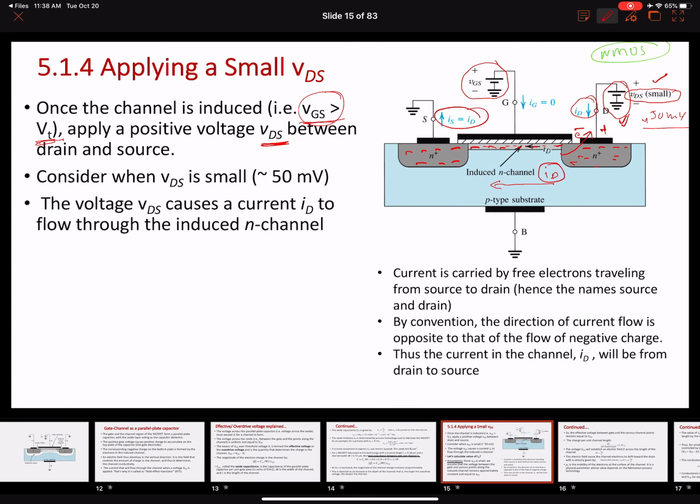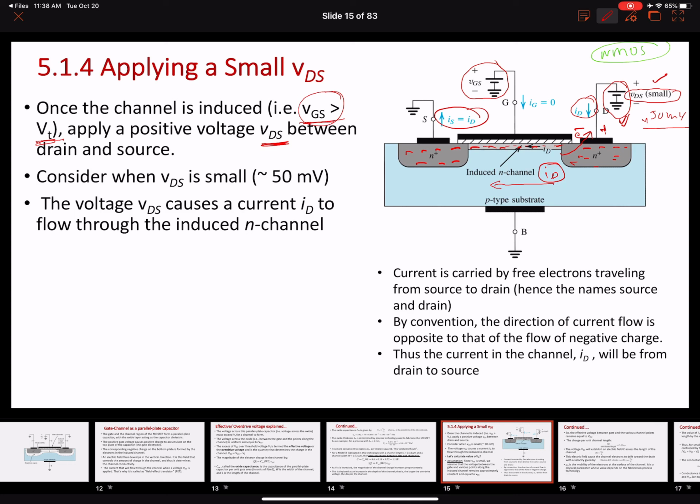We just discussed this, that the current will be carried by the free electrons that are traveling from the source to the drain. And that is why these names are coined as well, right? The source, which is the source of all of these electrons. Of course, there are free electrons in the drain as well, but this is where the electrons are coming from the source terminal and going into the drain terminal. So that is why these terminals are also known as source and drain terminals.